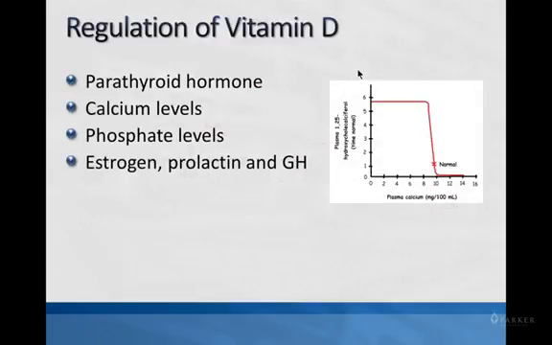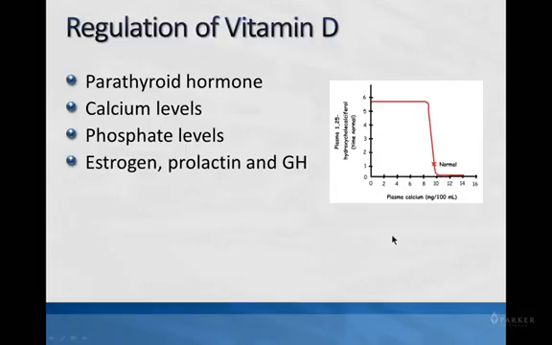Now, vitamin D regulation. We're talking about calcitriol, which is regulated by a number of different things, not just parathyroid hormone and phosphate levels. You'll notice on this graph the relationship between plasma calcium and calcitriol. If calcium levels are low, calcitriol formation increases. As calcium levels increase, it decreases. But again, it makes sense.